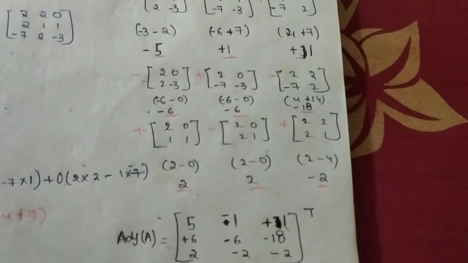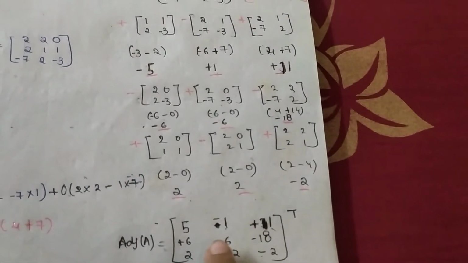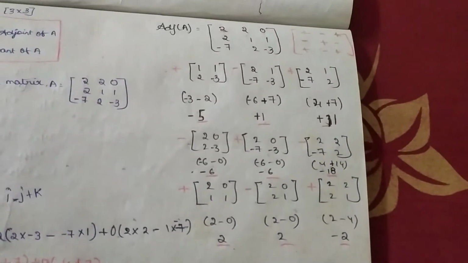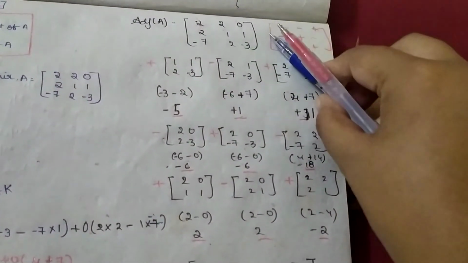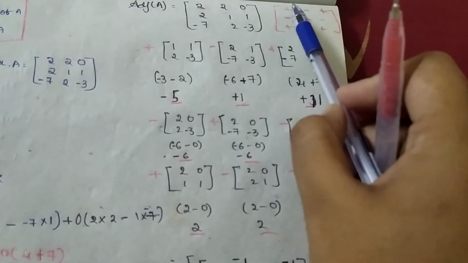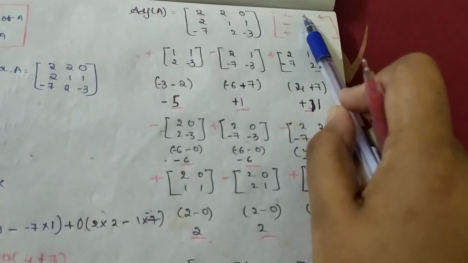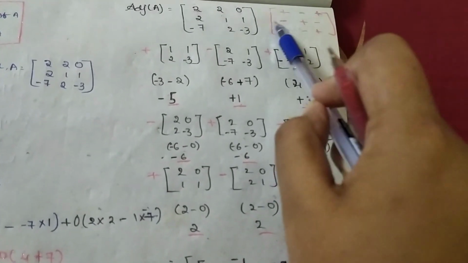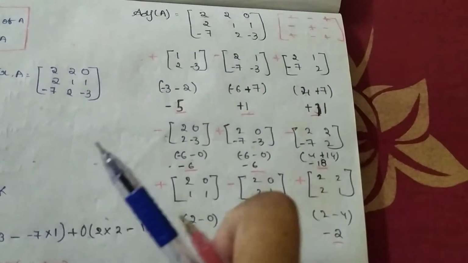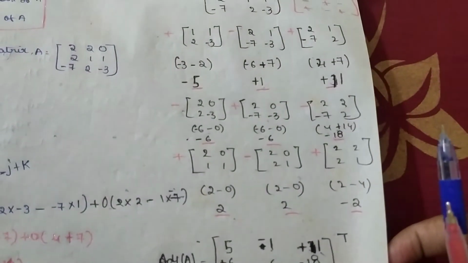So write them in the form of matrix. So my 5 minus 1 plus 1, 6 minus 6, 18, 2 minus 2 and minus 2. So what I told you, just keep the signs as plus minus plus, minus plus minus, plus minus plus. First we'll write plus minus, again plus. Plus after minus, minus after plus. So before this value here I got minus 5.